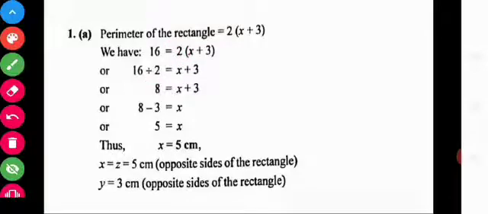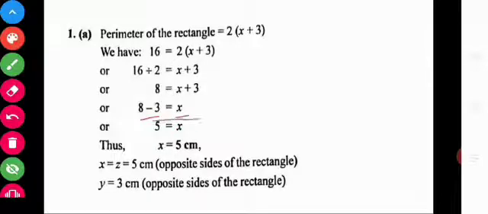Here, how many 2's are there in 16? 8 2's are 16. Yes. And then it is equal to X plus 3. This plus 3, when it moves across the equal sign, that sign will be changed to the opposite sign. Plus will be changed to minus 3. So 8 minus 3 is equal to X.